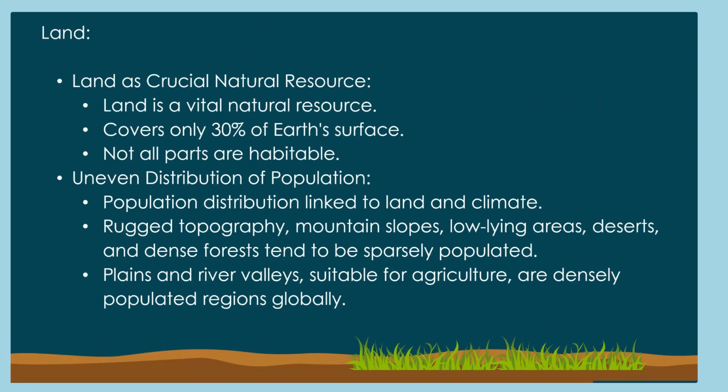Land. Land is a vital natural resource. Covers only 30% of Earth's surface. Not all parts are habitable. Uneven distribution of population. Population distribution is linked to land and climate. Rocky topography, mountain slopes, low-lying areas, deserts, and dense forests tend to be sparsely populated. Plains and river valleys are suitable for agriculture and are densely populated regions globally.